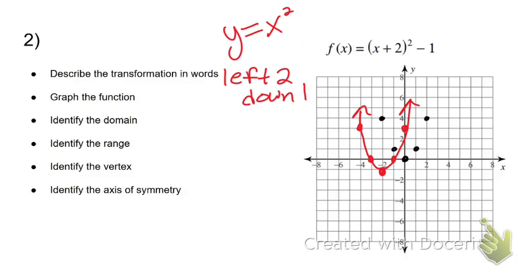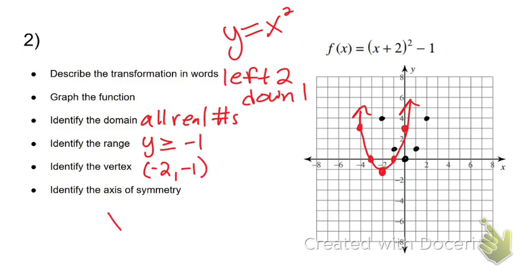Okay, we're going to describe the domain and range. The domain is all real numbers, because of those arrows, it's going to go forever in both directions. So the x's will go forever in both directions. The range is a little different. It's going to be y is greater than or equal to -1, and that comes from our vertex. My vertex is at -2, -1.